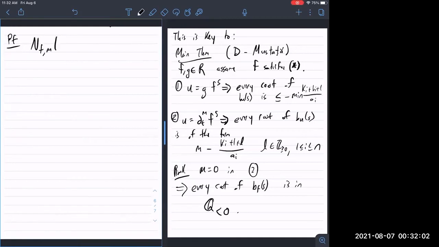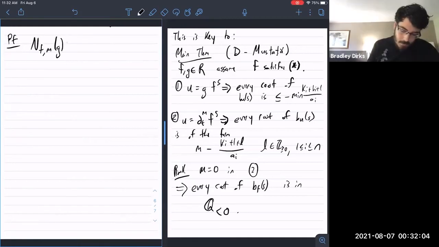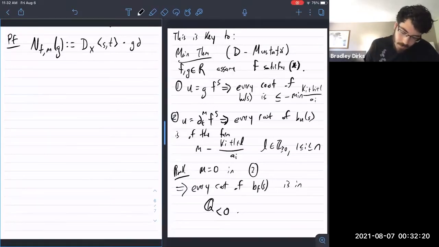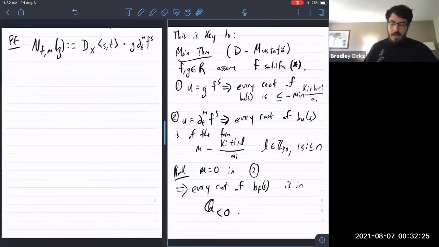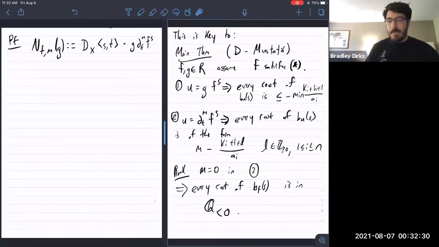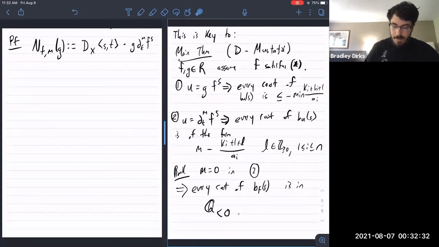So yeah, we're going to want to use D-modules, of course. So I'm going to define some D-modules. They look a bit gross, but the thing to keep in mind is that they're all generated by a single element over this ring here, D_X adjoin s and t. And it looks like ∂_t^m f^s. So we could really prove things more generally for elements that look like this, but I think the statements are cleanest if we specialize to when m equals 0 or when g equals 1.